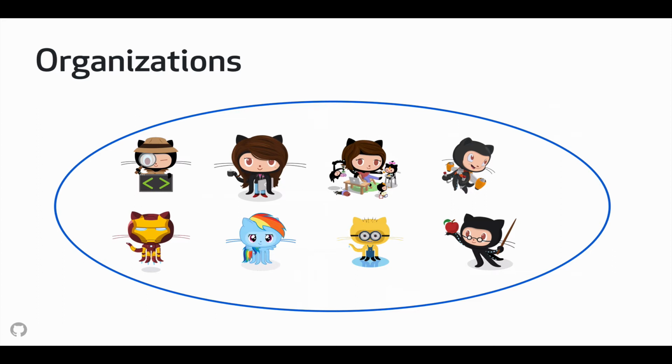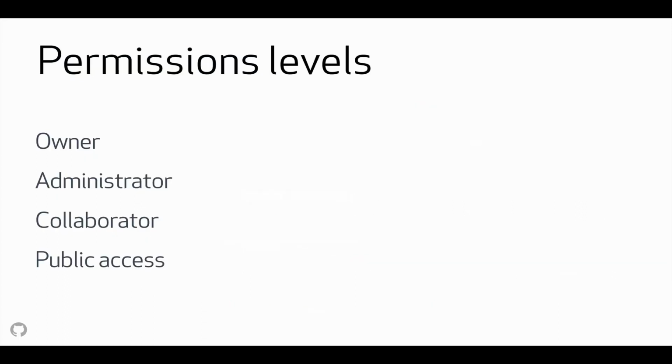Everyone in an organization will have a certain level of access to all of that organization's repositories, ranging from read access to owner. And let's talk about those permission levels. An owner has the highest level of access and can even delete repositories. And administrators are able to change important settings in a repository. Usually, teachers or TAs are added to repositories as administrators.